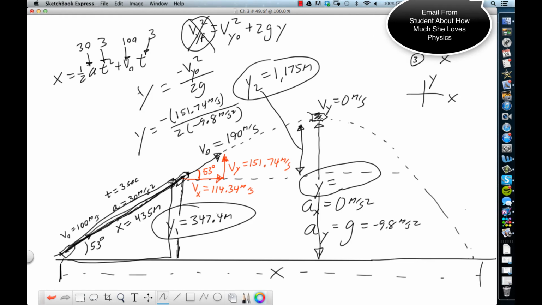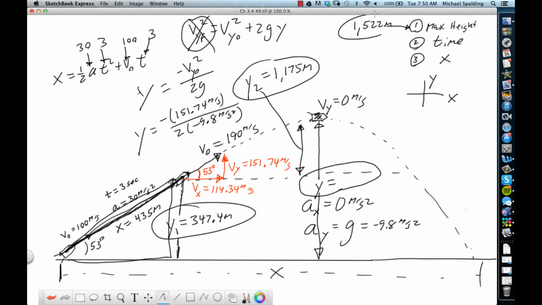Okay. So the answer to the first question, 1,522 meters. Okay. All right. Number 2, total time in the air. So I got to clean up some space here. We want the total time in the air.